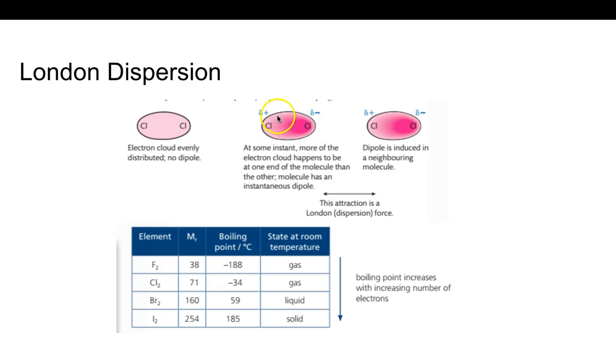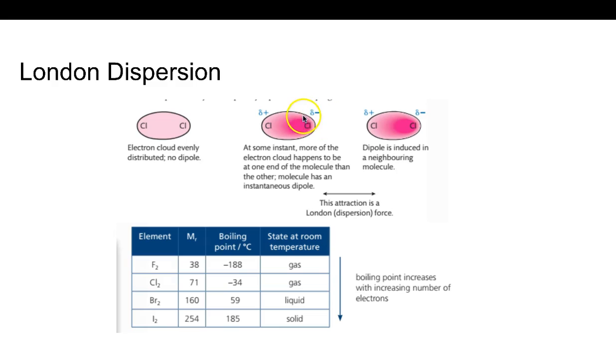It just so happened that by random chance, all of the electrons end up on this side of the chlorine molecule. And because of that, there is an attraction between the negative and a positive of a neighboring atom. Since this part's becoming more negative, it's actually going to push the electrons in this molecule towards this side, making this side positive, and therefore we have this very weak attraction. Again, this happens to all molecules because all molecules have electrons.